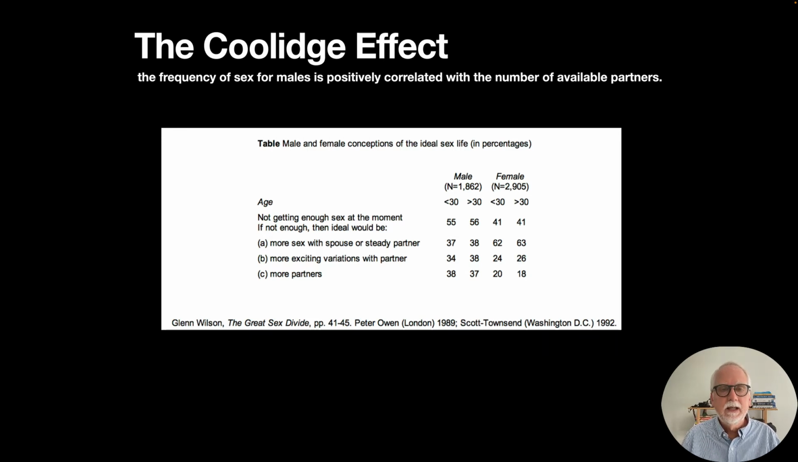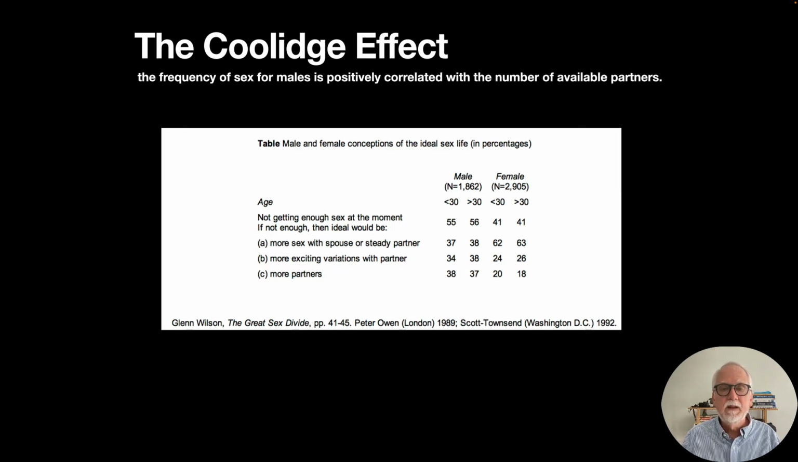You can see what they're looking at here. In the first question, they asked people, males and females, you can see they had 1,862 males and 2,905 females, and they were either under 30 or over the age of 30. And the first item was, indicate whether or not you're getting enough sex at the moment. And you can see that 55 to 56% of the males and about 41% of the females agreed with this statement. So of those people who said that they're not getting enough sex at the moment, and there's, like I said, more males saying this than females, then the question was, well, what would your ideal be? And A says, having more sex with my spouse or my steady partner.